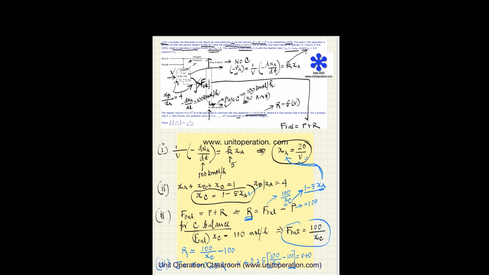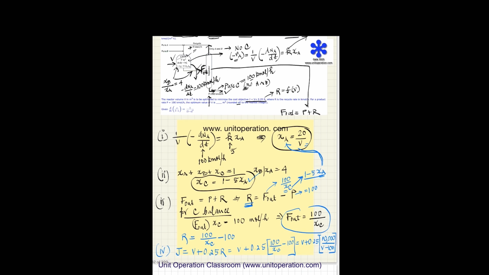V plus 0.25 times 10,000 divided by V minus 100. For finding the minimum volume, you have to make dJ over dV equal to 0. Of course, for finding out whether that's a maximum or minimum, you have to take the second derivative; I'm not going into that. If you put that equal to 0, you will find V optimum is equal to 150 meter cube, which is the answer. And of course, the detailed calculations are shown here.